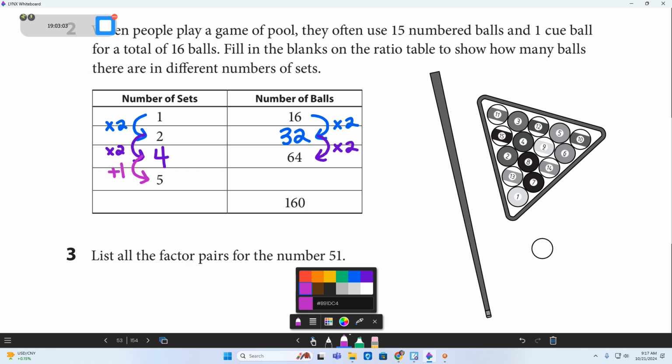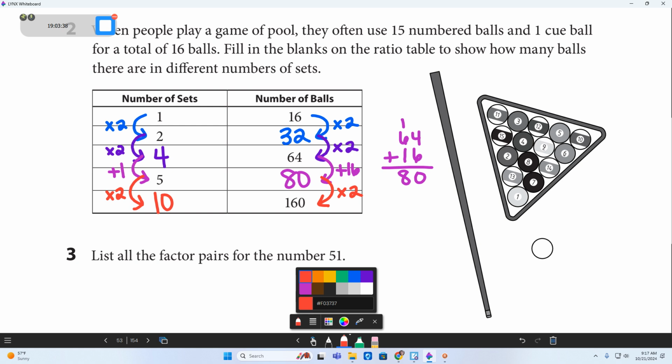And if you add 1 set, look right up here. 1 set is 16 balls, right? So if we add 1 set, that means we're adding 16 balls over here. So 64. If we're adding 1 set, that's 16 more for a total of 80. And then it looks like 80, if you double it, you get 160. So if you double the number of balls, you've also got to double the number of sets. And if you double 5, you get 10. Hopefully you're getting used to ratio tables.